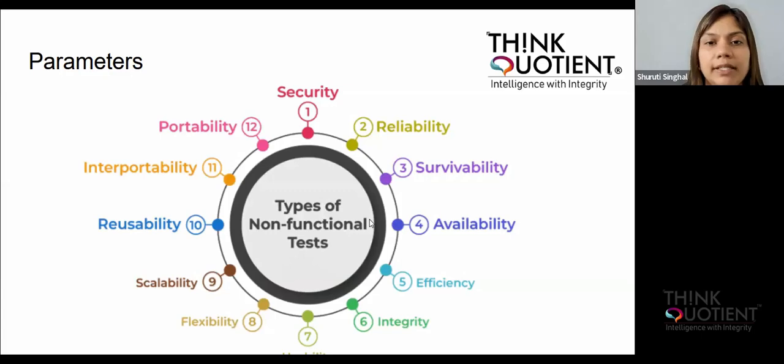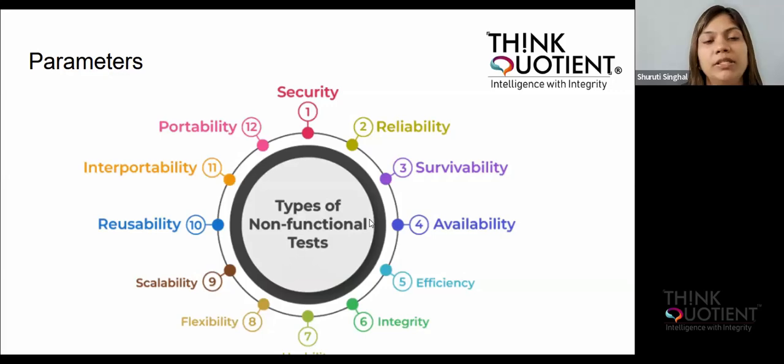Then we have reliability testing. Here we check to what extent the system is going to perform its intended functions without failing. So it basically defines the extent to which the system performs its intended functions without any kind of failure. So that is reliability.